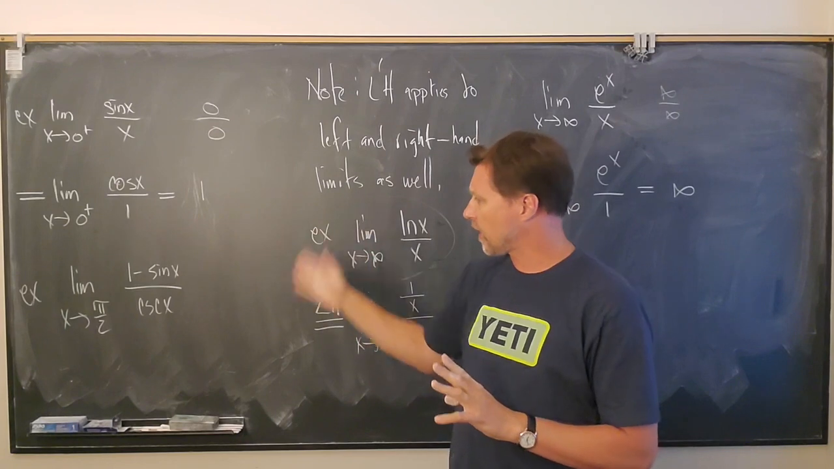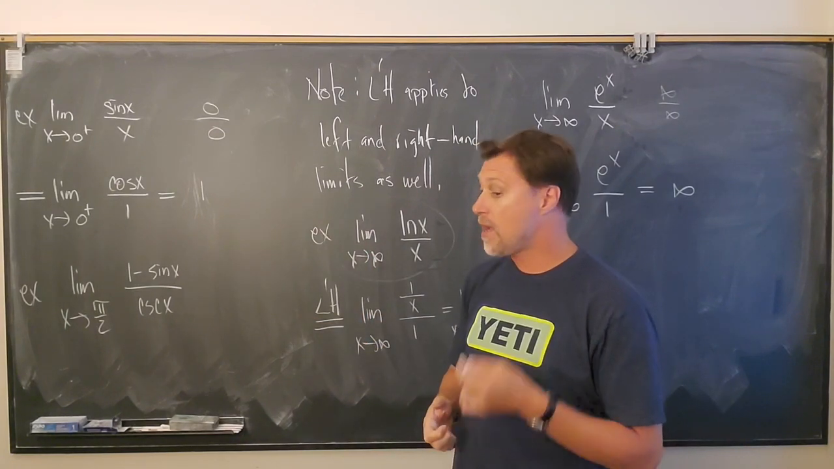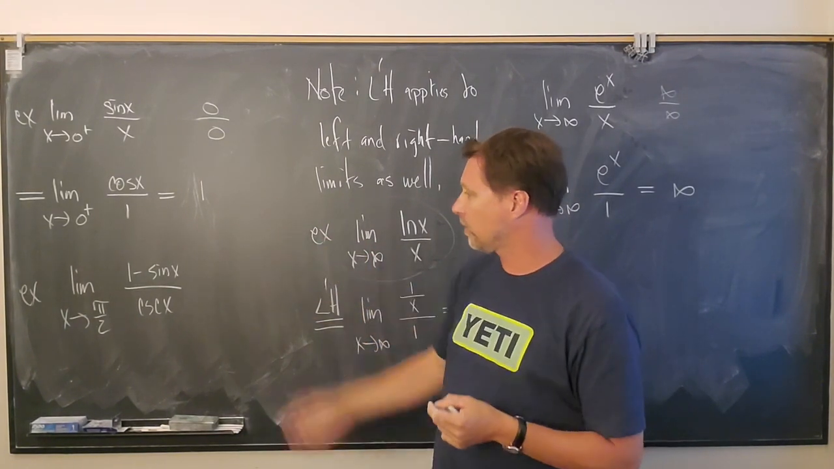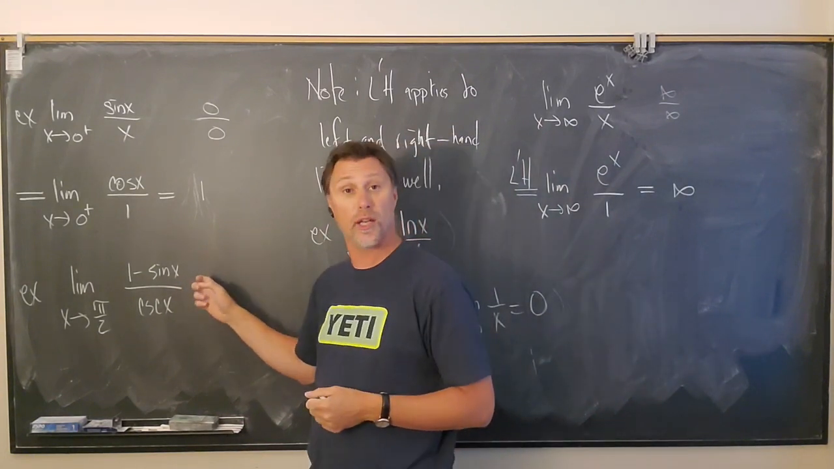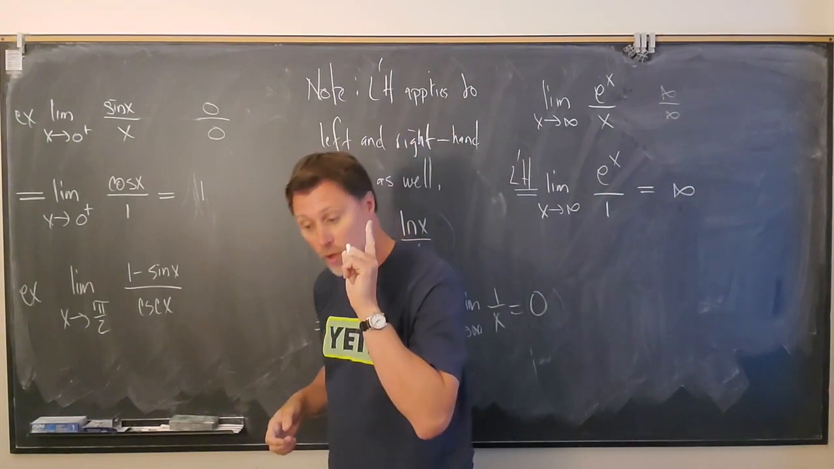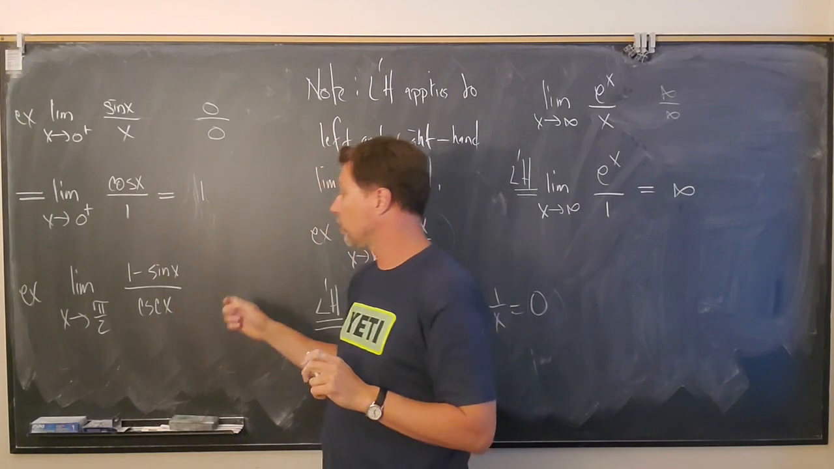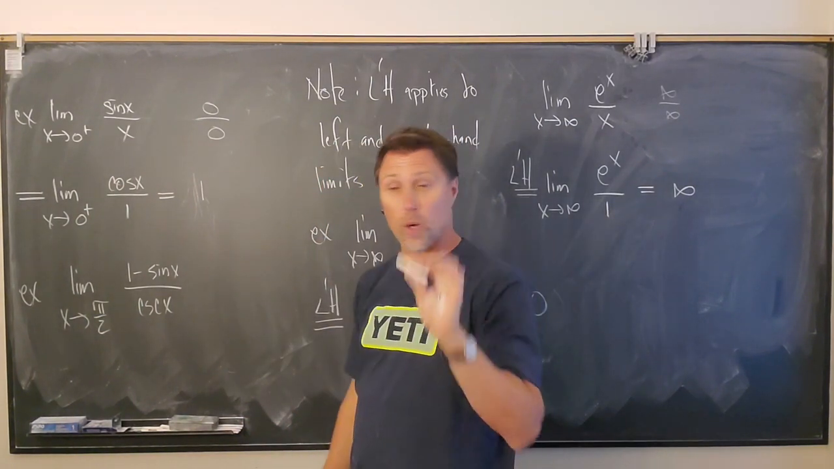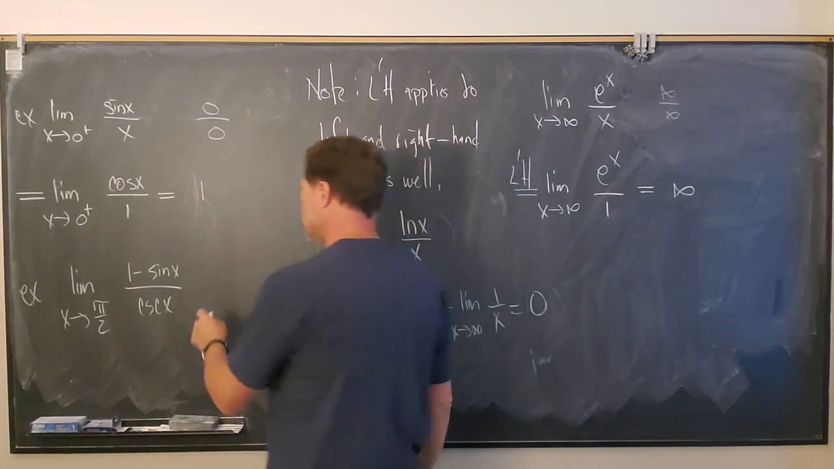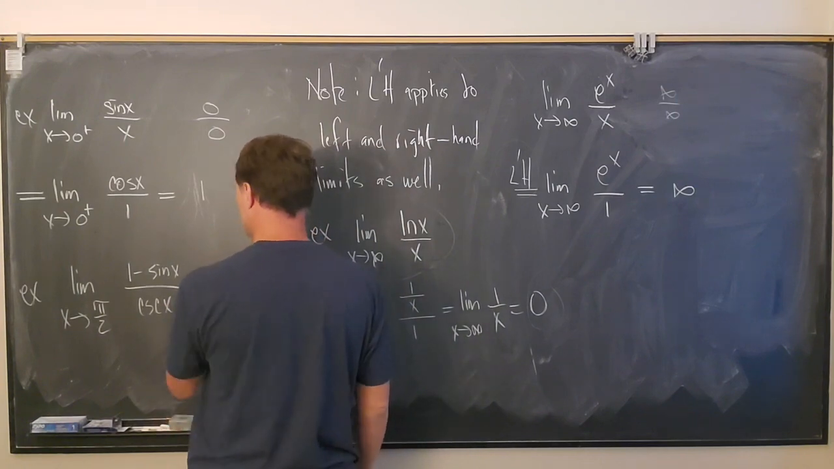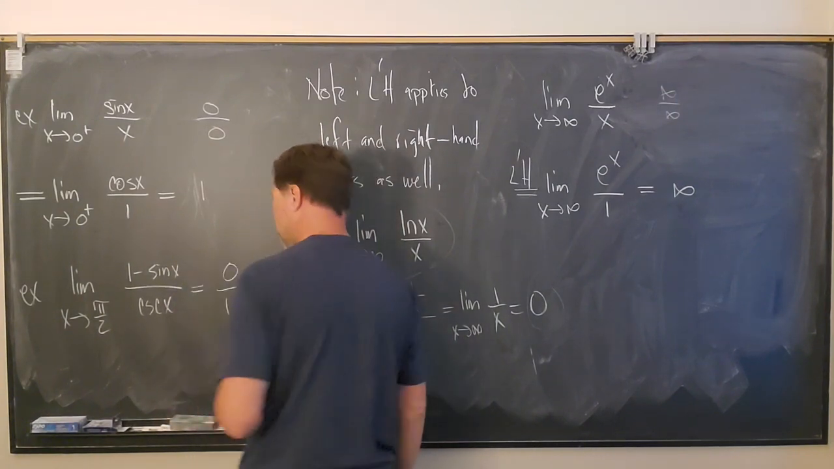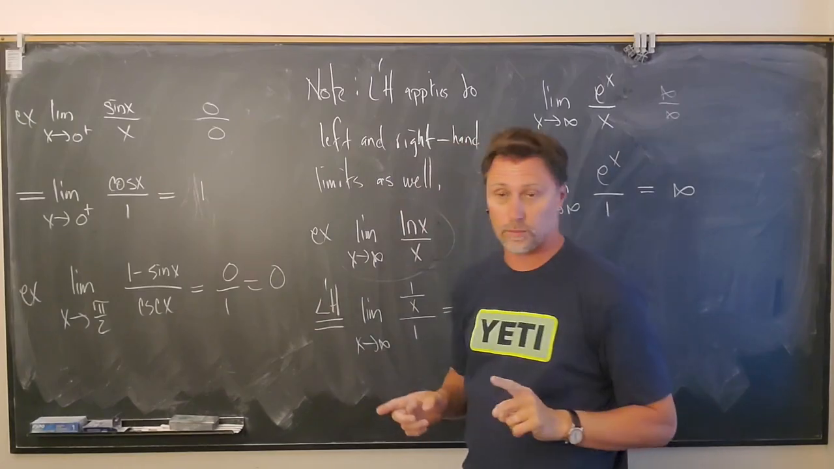So this, I guess I should say, is a warning. Not always when you're handed a limit of some fraction are you going to get an indeterminate form. So you would get the wrong answer if you applied L'Hopital's rule here. Don't do L'Hopital's rule in this situation right here. This is an easy limit to compute. We get 0 over 1, which equals 0. No L'Hopital's rule.